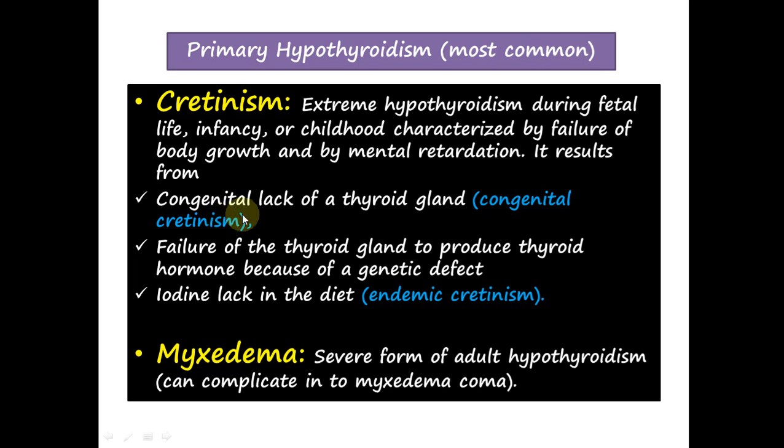And what happens in congenital cretinism is that there is failure of the physical growth of the body and also failure of the development of the brain and central nervous system, and this will lead to short stature due to failure of growth and mental retardation due to failure of the development of the brain and central nervous system.